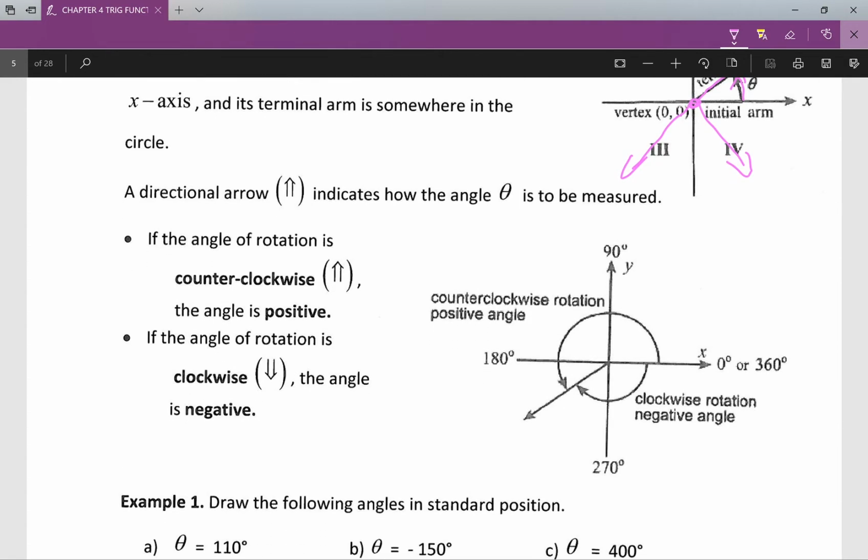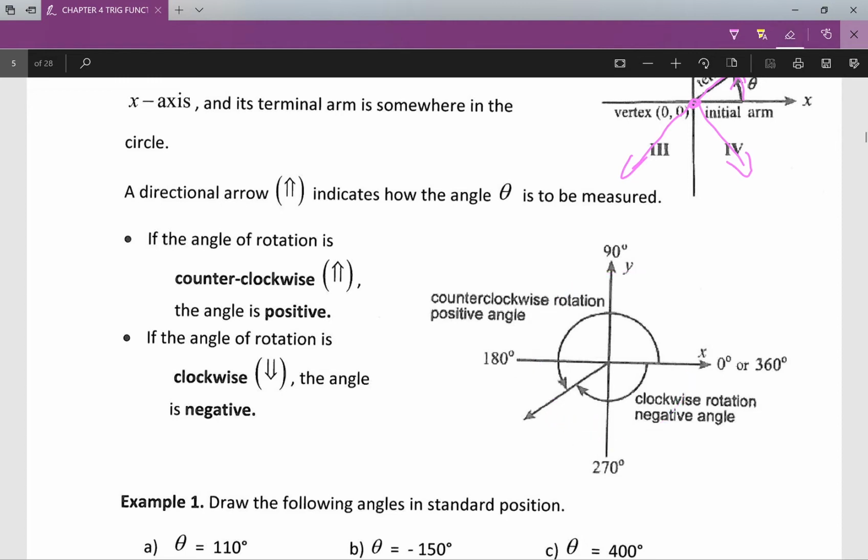Now the directional arrow, that's referring to these curved arrows right there. That indicates how the angle is going to be measured. If we're measuring from here and going around in the counterclockwise direction, that will give us a positive measure on the angle. If we're starting from here and going in the clockwise direction, that gives me a negative reading on the angle.